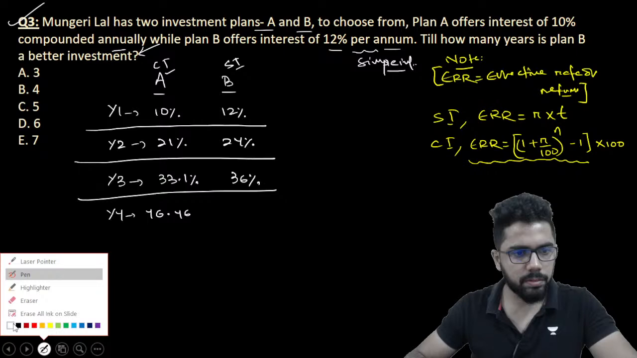46.41% and simple interest is 48%. So simple interest is still better. If you go to year 5, simple interest is now 60%. But how much will compound interest come to?